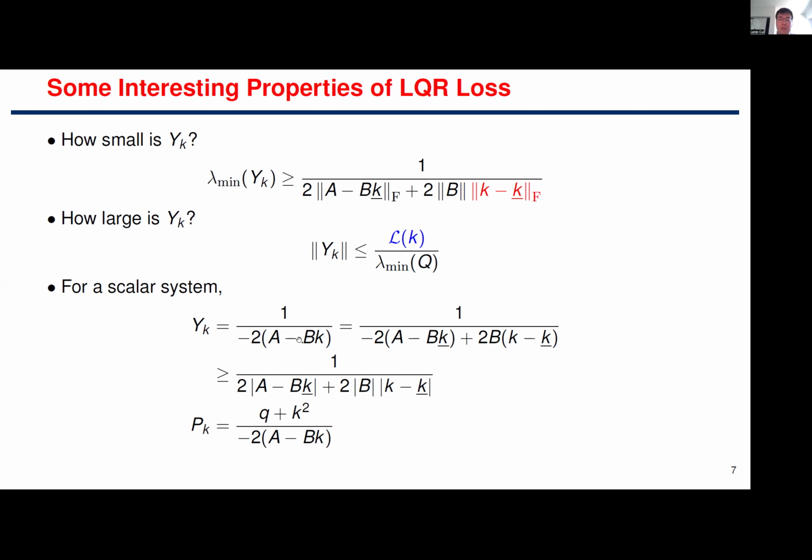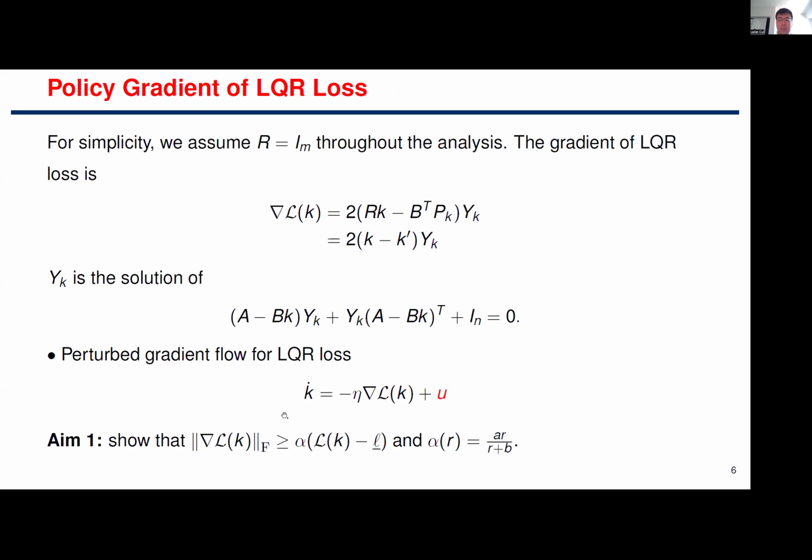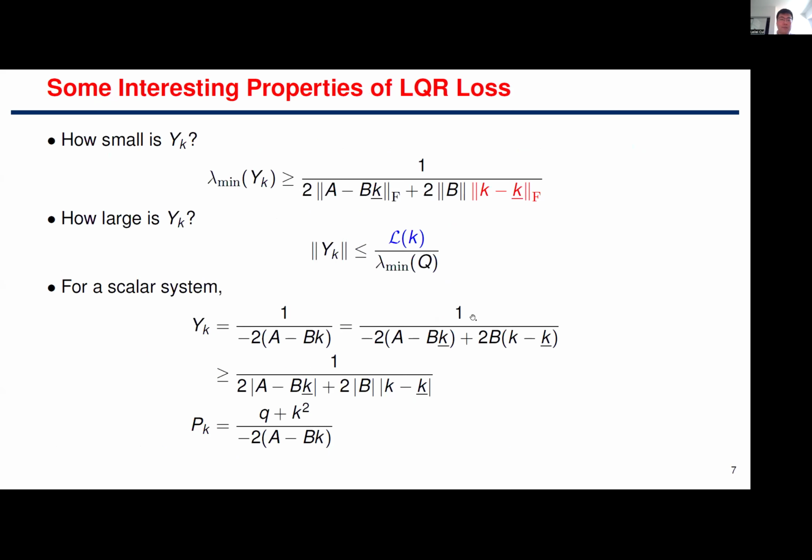For a scalar system, A minus BK is directly a scalar, right? We can directly calculate Y_K by dividing A minus BK from both sides of the equation, and find that this is the expression of Y_K. After some very simple algebra, we find that for the scalar case, the lower bound is exactly the same as our derived lower bound for Y_K, right? So here it is K minus K optimal, and we use the Frobenius norm if K is for multiple input systems.